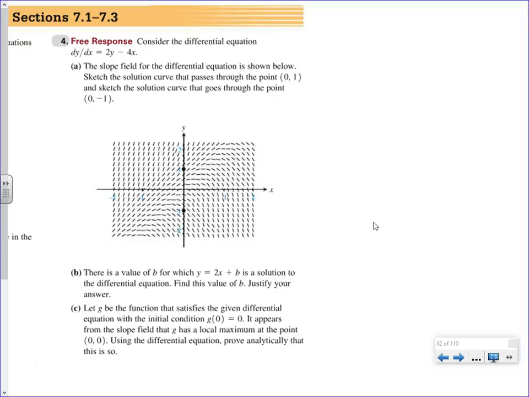For B, can it be anything? Is it with the given points, 0, 1, and 0? Well, the given differential equation. Okay. Oh, that's asking for y. Is a solution.